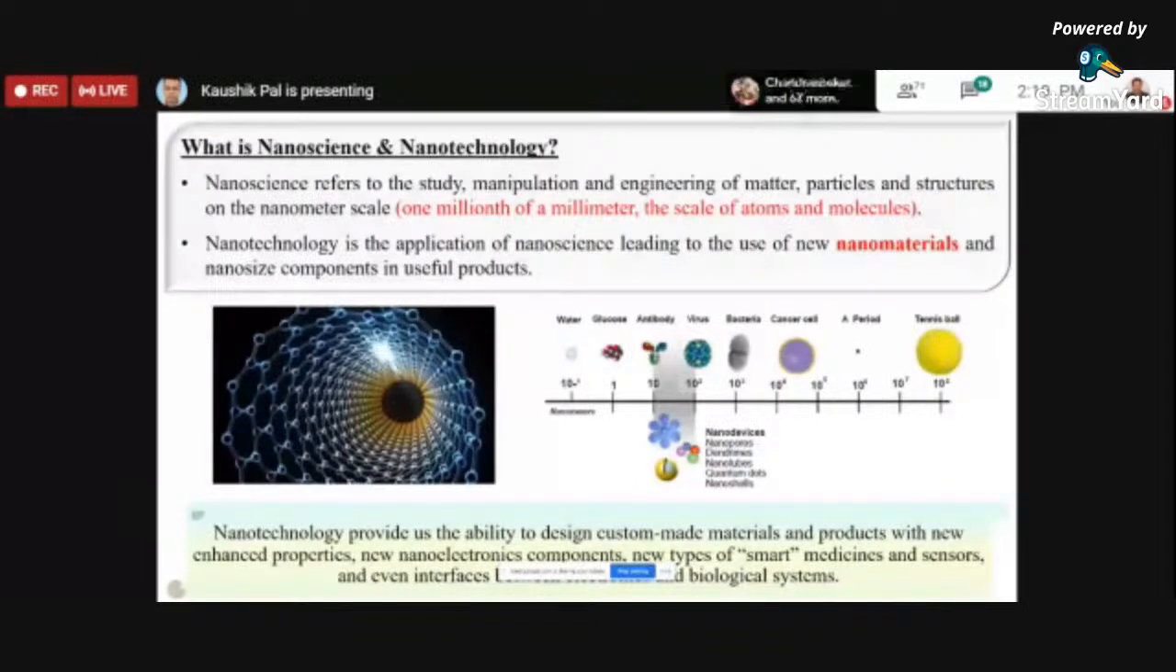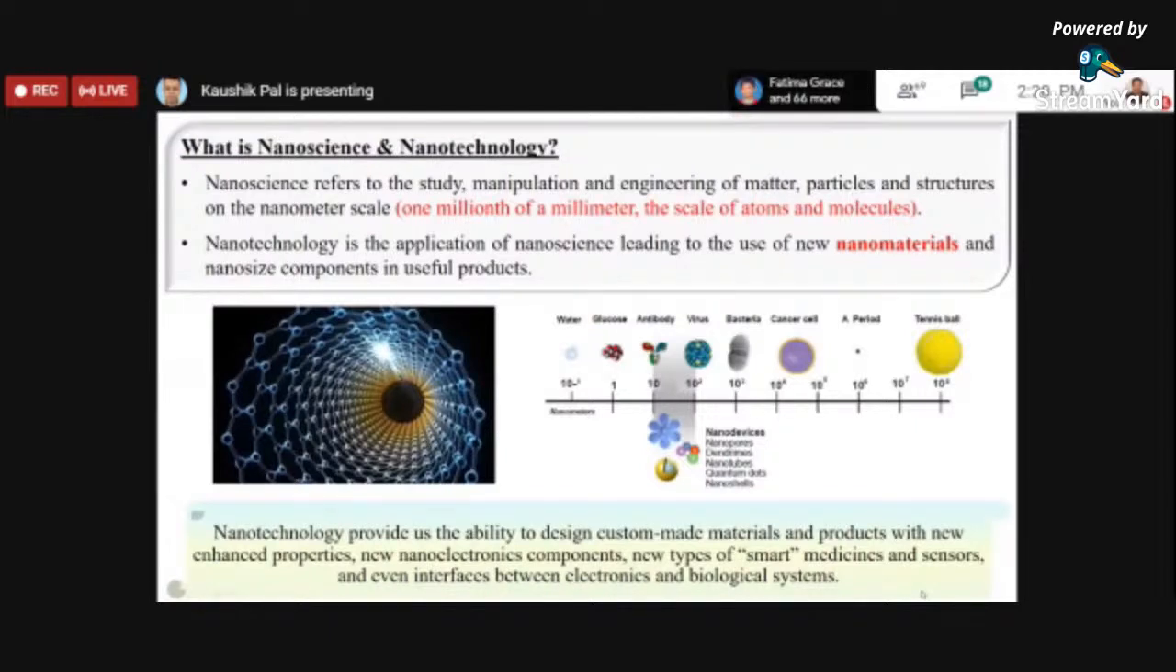It is basically used to talk with somebody else, but nowadays we are doing n number of things through it, and it also has a storage device. We are using certain batteries, which consume the power and slowly utilize it. So now you can understand that everywhere we are using these kinds of materials for getting wonderful properties. Nanotechnology provides us the ability to design custom-made materials and products with new enhanced properties, new nanoelectronics components, new types of smart medicines.